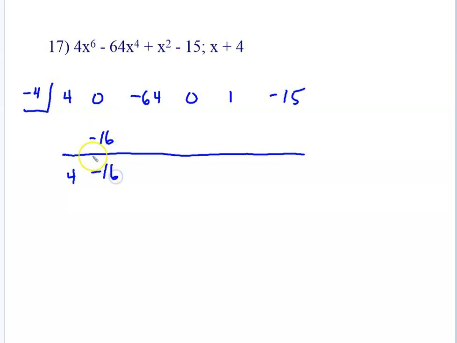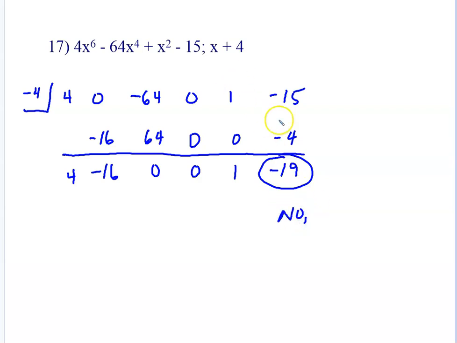Add, multiply, add, multiply, add, multiply, add, multiply, and add. Okay, well, I did not get 0 as a remainder. So the output of -4 into this function would be -19, but since it's not 0, I'm going to say no, x plus 4 is not a factor.